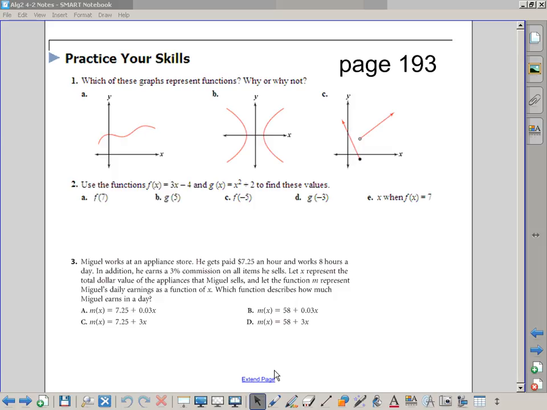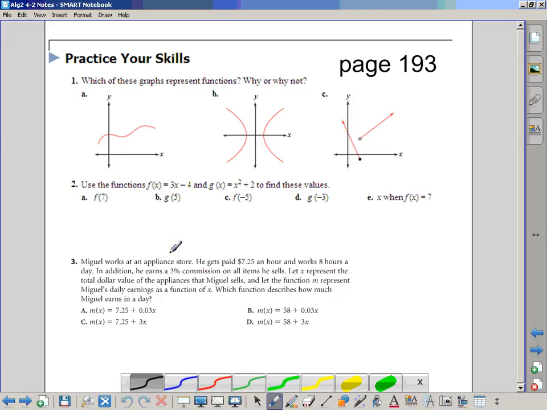Just real quick, number 2, basically they're asking you to find f of 7, g of 5, f of negative 5, and g of negative 3. All of these problems are very similar. They are giving you the x value. They're telling you that x is 7. They want you to find y.